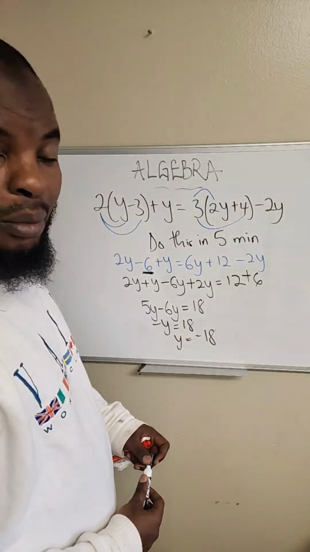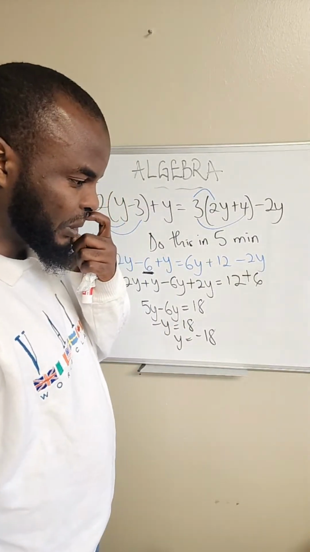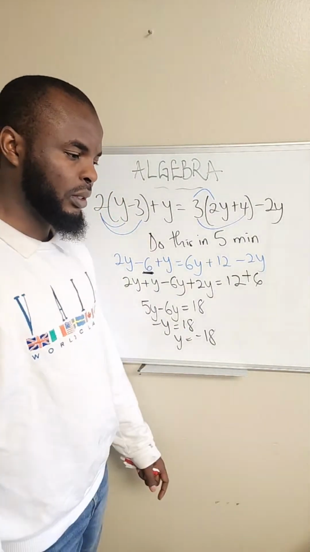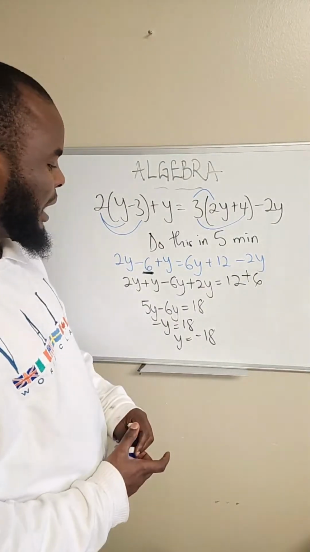That makes sense. Thank you, Just Fortnite and Luca. You did a great job. y equals negative 18.